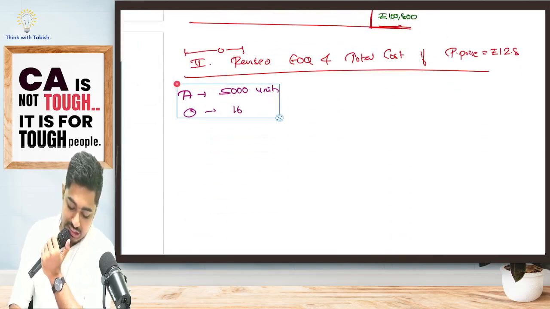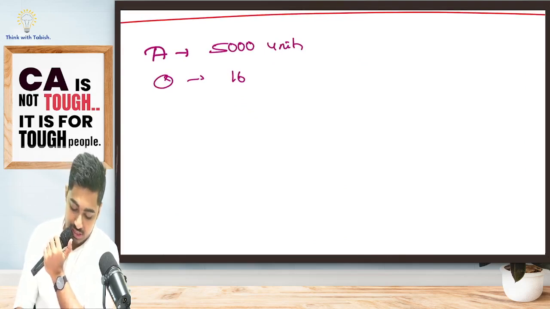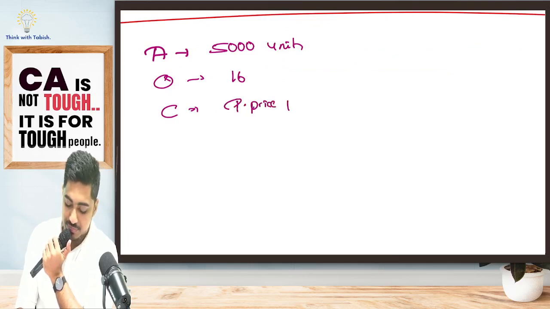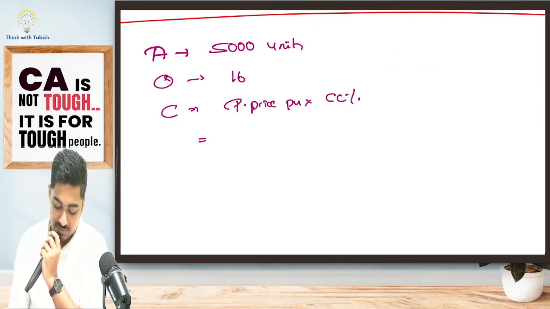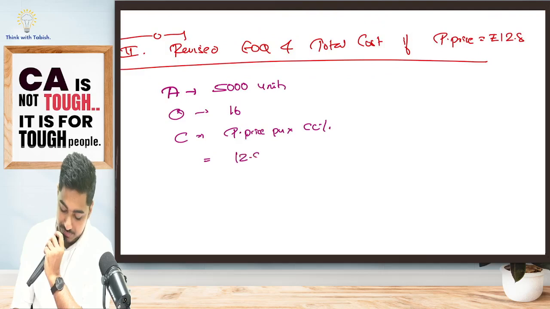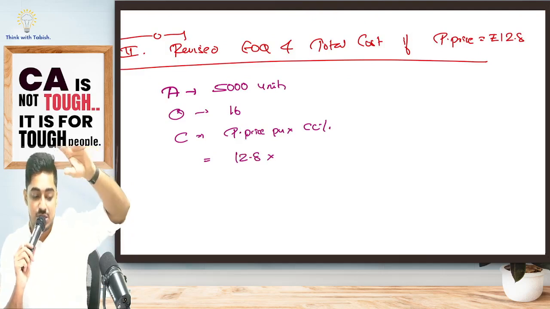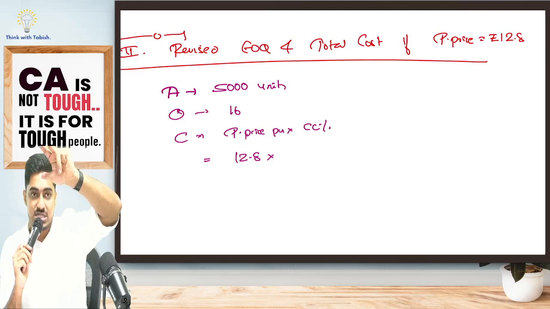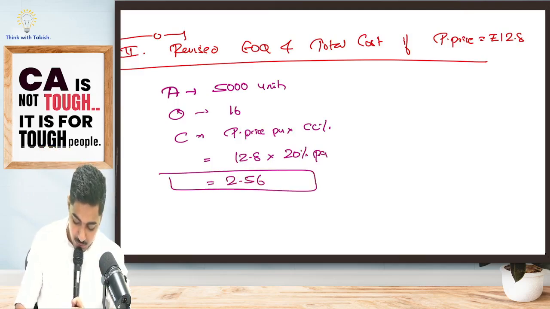My annual demand, is it changing? No, sir, it is same only. My ordering cost, is it changing? No, sir, it is same only. Carrying cost is purchase price per unit into carrying cost percentage. Now, what is my purchase price? 12.8 into, here I will use that total percentage. Tell me, students, storage is 2, interest is 12, obsolescence is 6. That means total is how much? 20 percent per annum. That means it is going to be 2.56 per unit per annum.